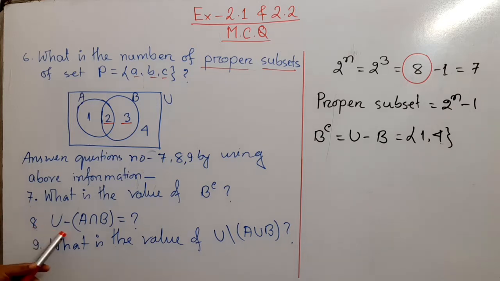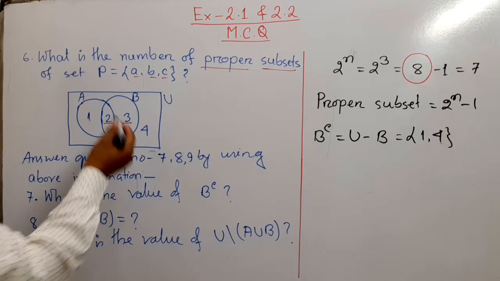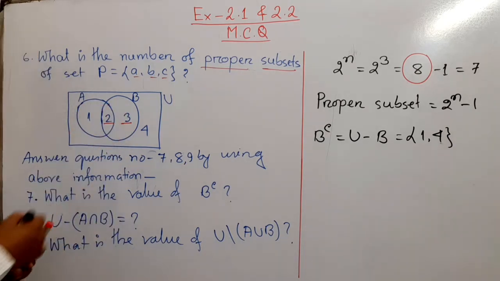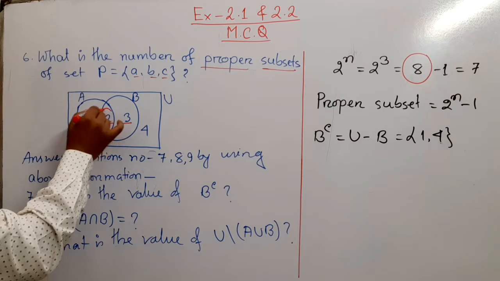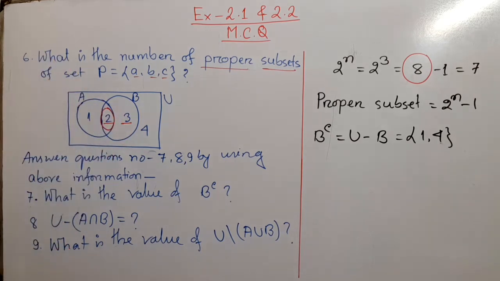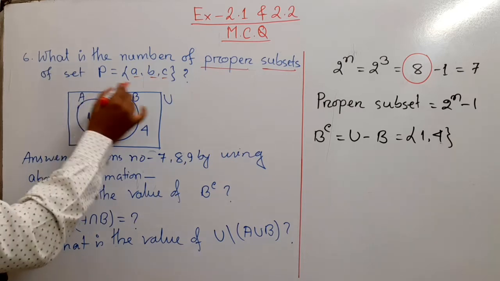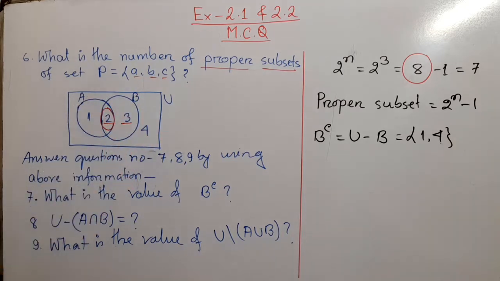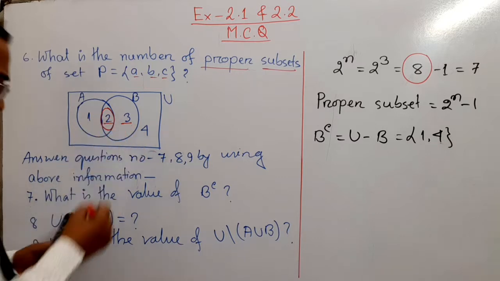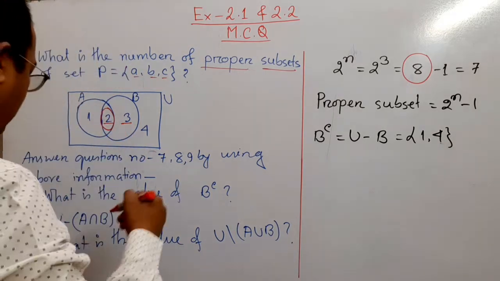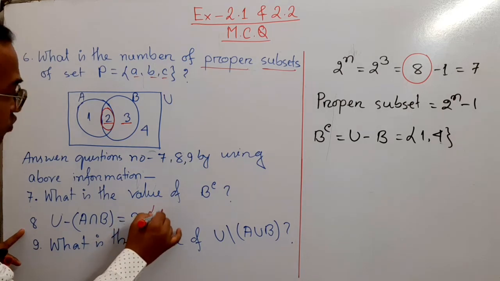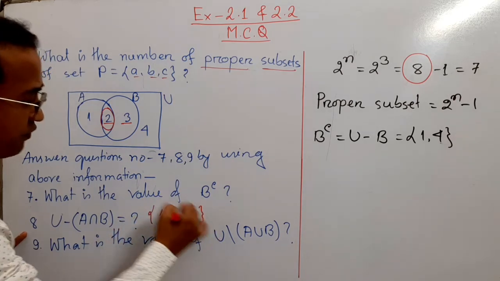Similarly, U minus A intersection B. If you want to find this, delete A intersection B from U. At first you should find A intersection B. If you observe the Venn diagram, you can find A intersection B. That is 2. This is A intersection B. Now if you delete 2 from the universal set U, you will get 1, 3 and 4. So the answer of question number 8 is 1, 3 and 4.